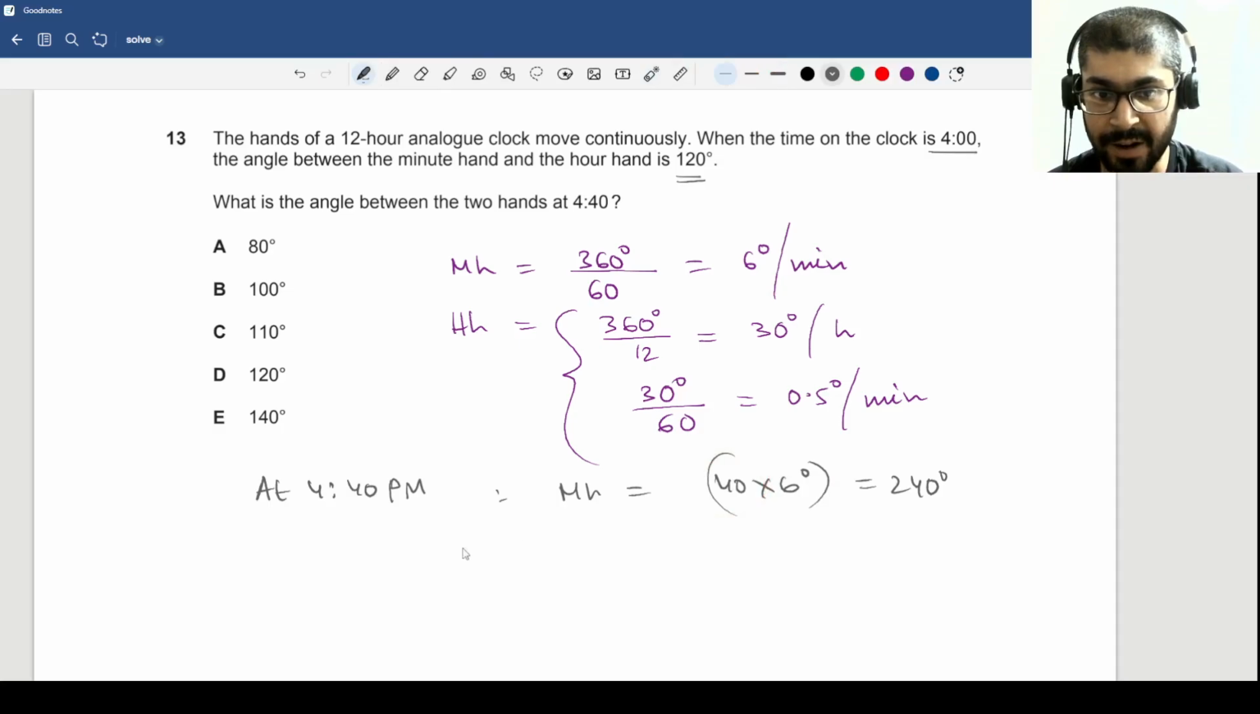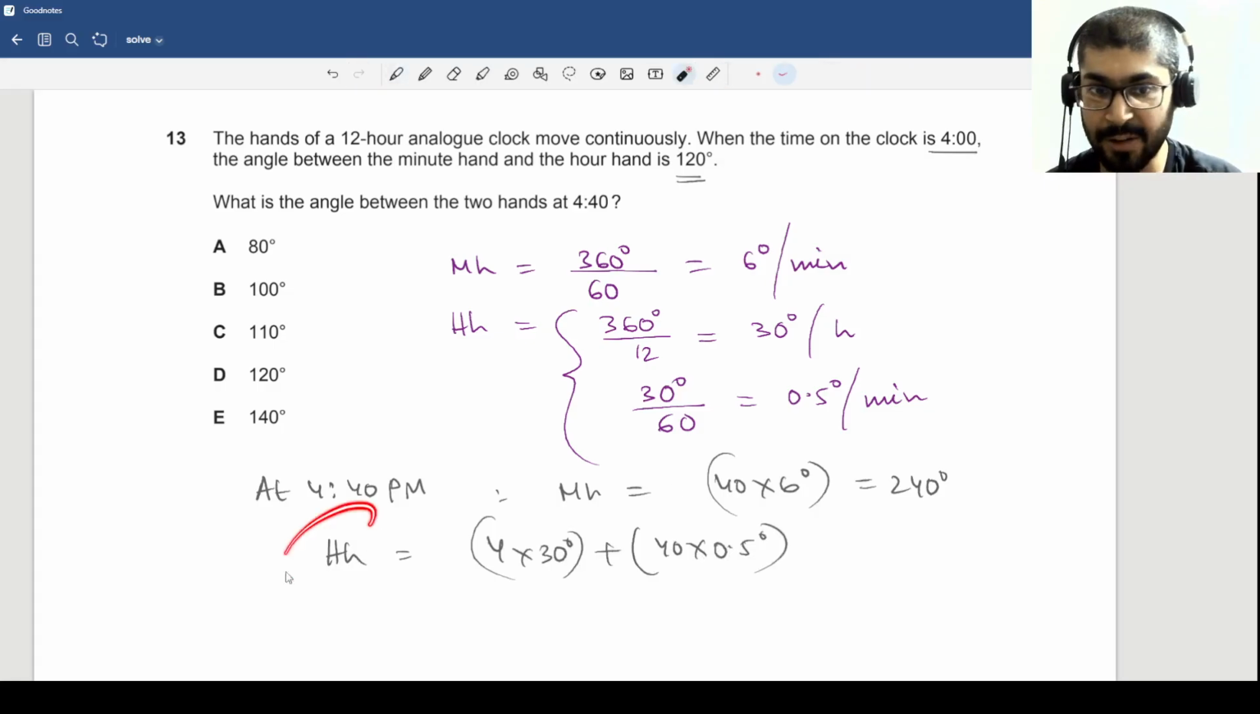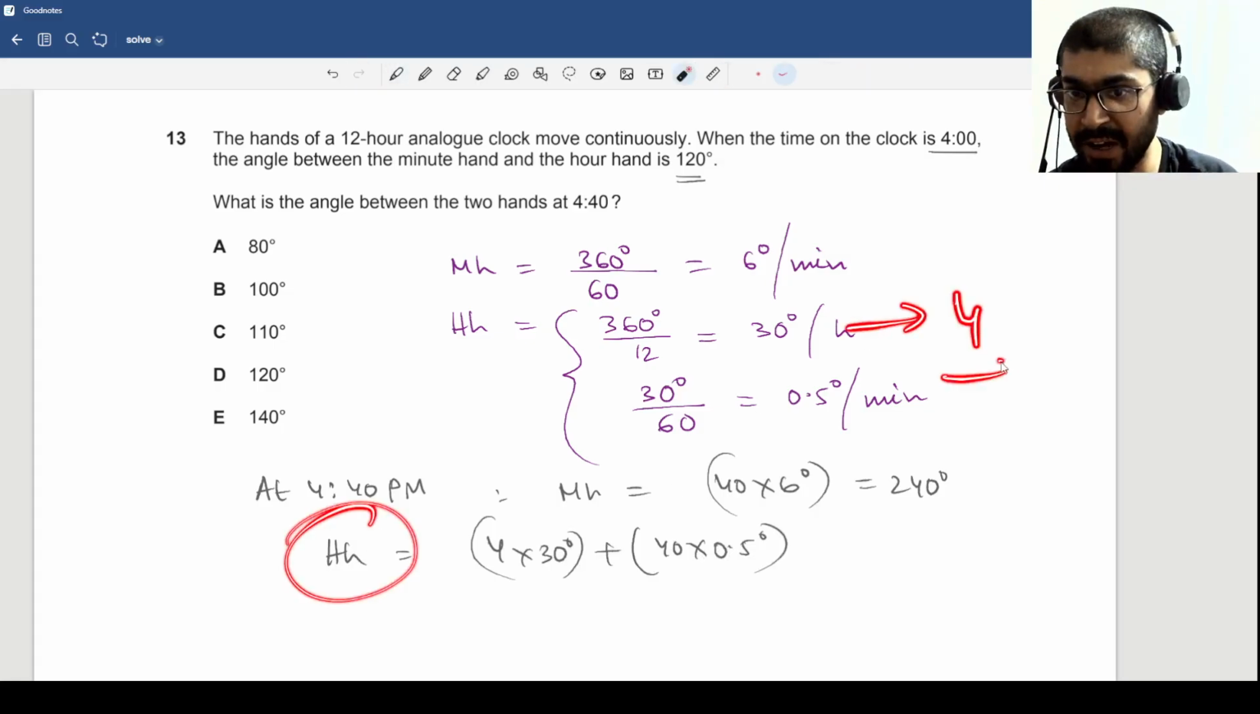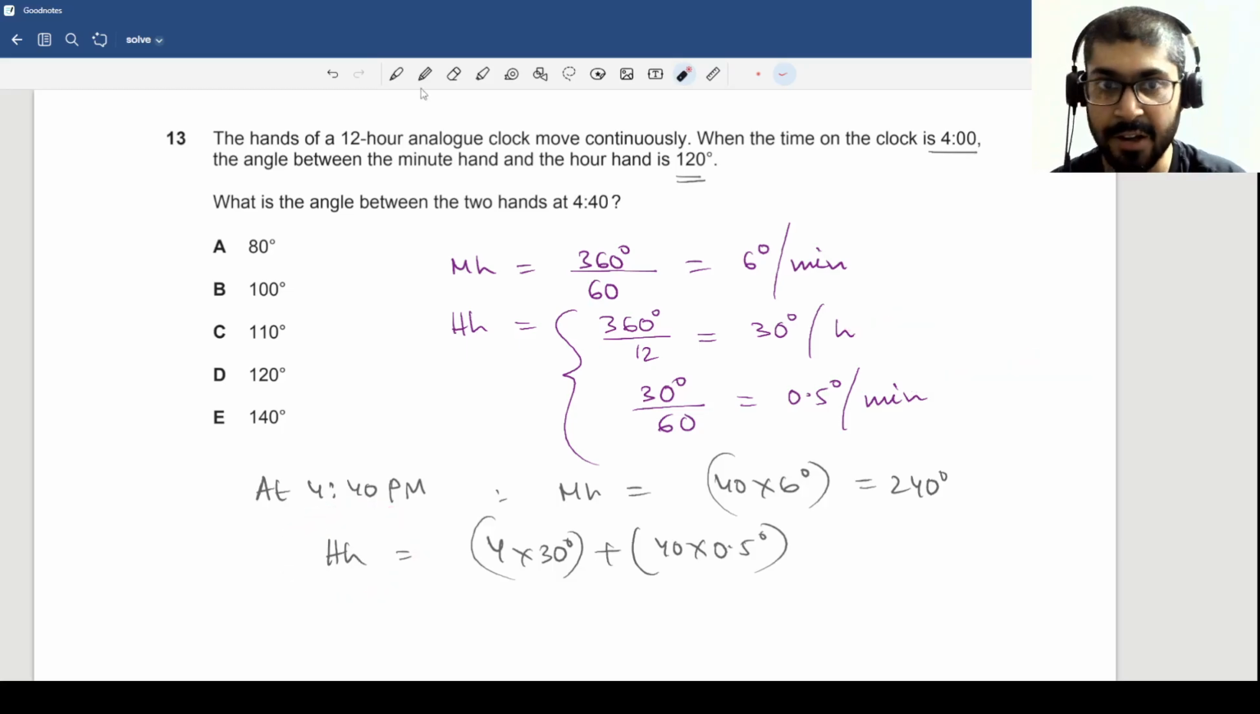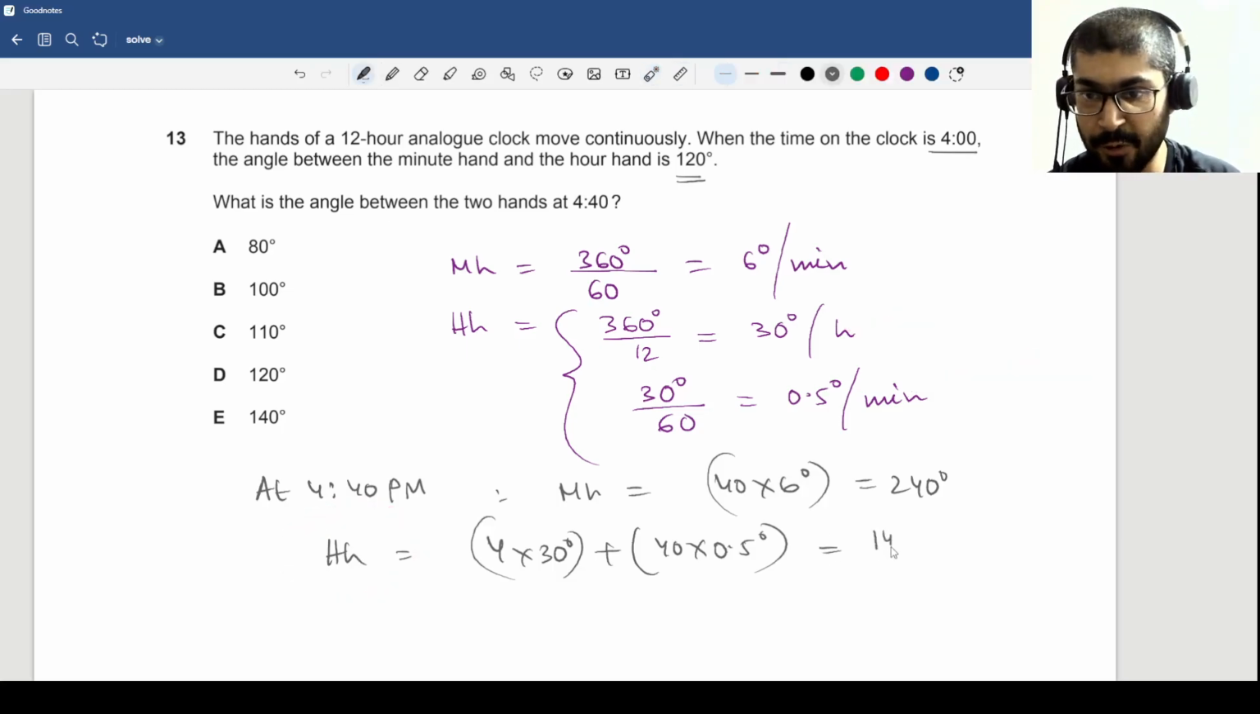What about the hour hand? For the hour hand, first 4 hours have passed, so 4 into 30, and then 40 minutes, so 40 into 0.5. I hope this makes sense. 4 hours from here and 40 minutes from here. So what does this give you? This gives you 140 degrees.